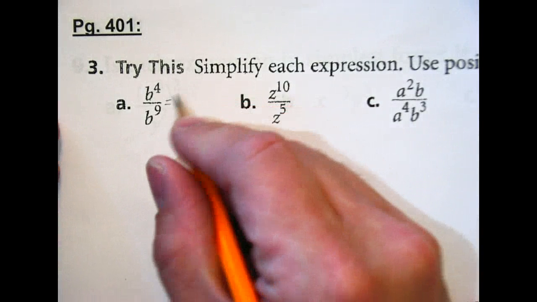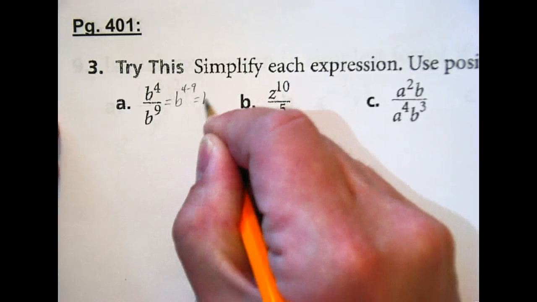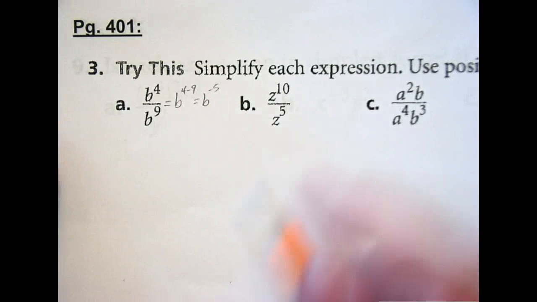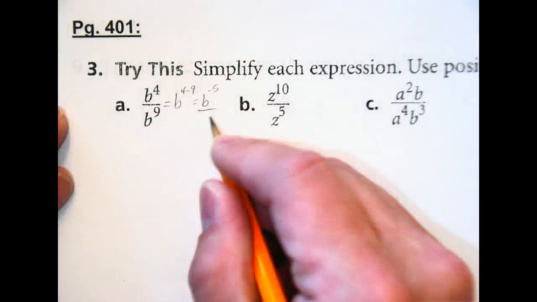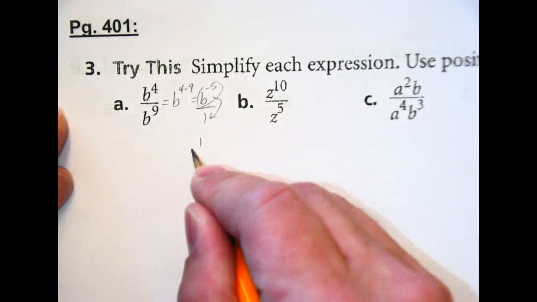1 over b to the 5th. So you did b to the 4 minus 9. And that's b to the negative 5th? Is that how you did it? Okay. And that gives you, we need to use positive exponents, so we put that over 1, we bring that down. So that gives us 1 over b to the 5th.